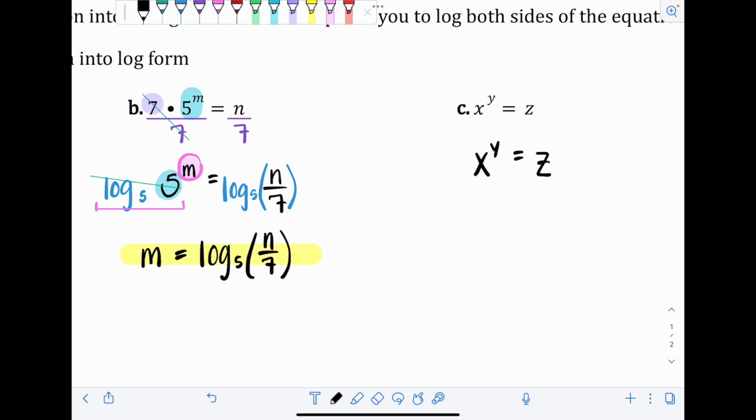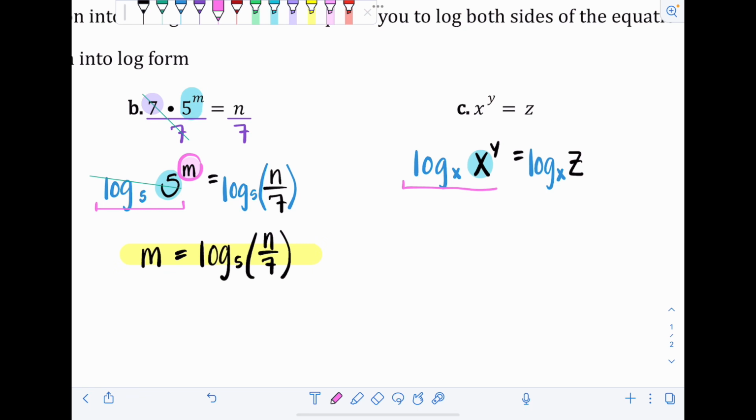So if I want to switch it into log form, first I have to determine my base, which is going to be the base of the exponential, which is x. So I'm going to log base x both sides. So we'll do log with a base of x on the left side, and we also have to do it to the right side over here, log base x.